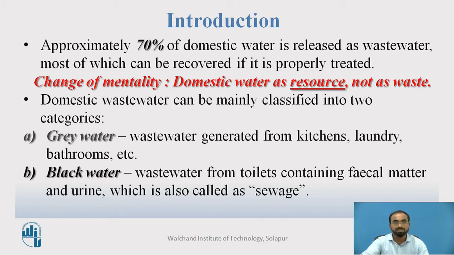So domestic wastewater is mainly classified into two categories. One is grey water, the water which is generated from kitchens, laundry, bathrooms, etc. And another one is black water, the wastewater which is coming out from toilets, which contains a large amount of fecal matter and urine, which is also called sewage.